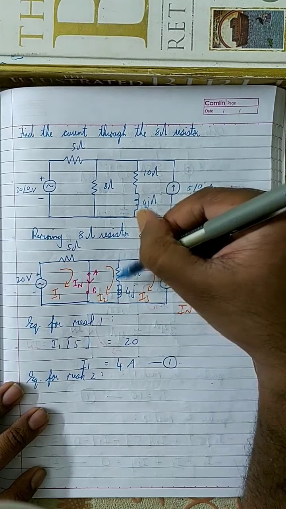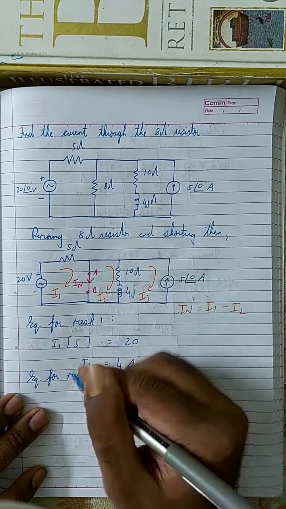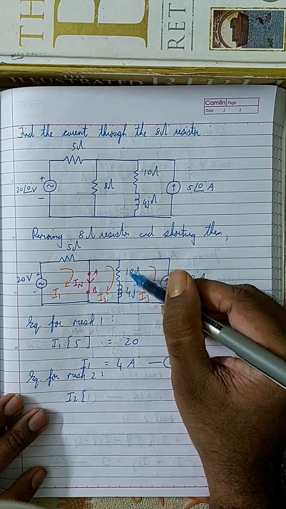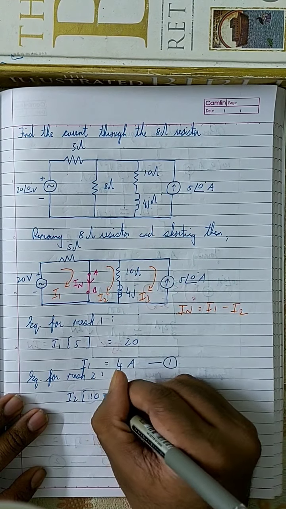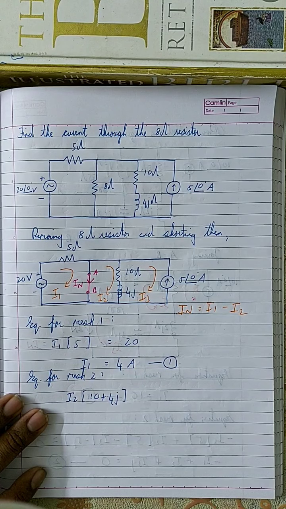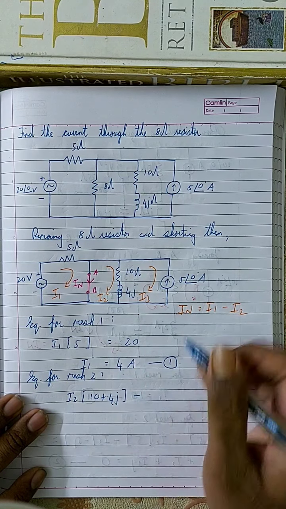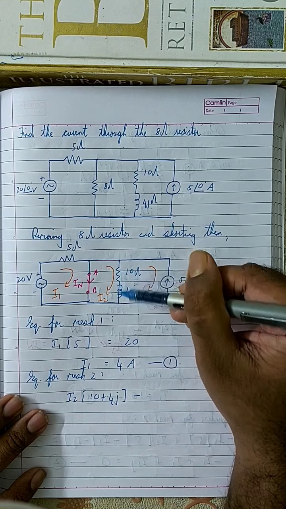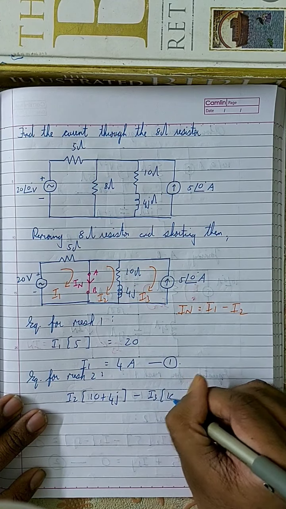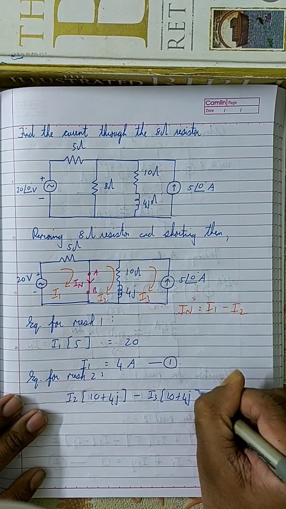Next is I2. I2 is touching these two elements, right? So therefore it will be plus I2 into 10 plus 4j. And minus I3 is also touching the same two elements, so it is minus I3 into 10 plus 4j.